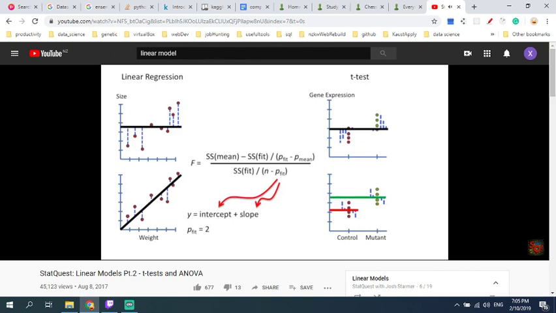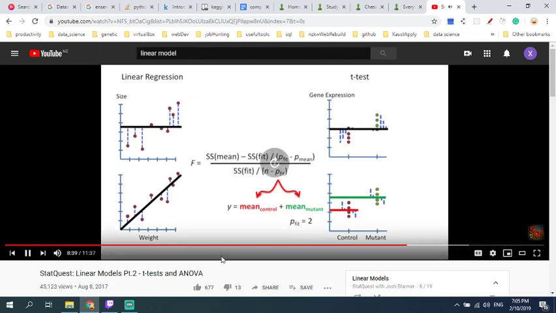For the linear regression, p-fit refers to the number of parameters in the equation for the fitted line. In this case, that's 2. The parameters are the intercept and the slope. For the t-test, p-fit refers to the number of parameters in the line that we fit to the t-test data. In this case, p-fit equals 2 because we had to estimate 2 parameters.